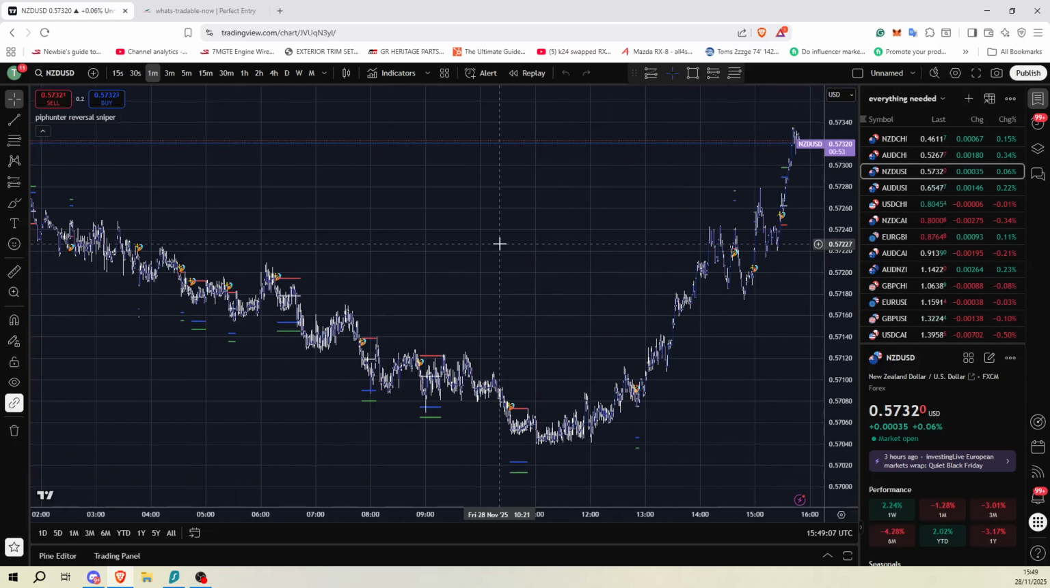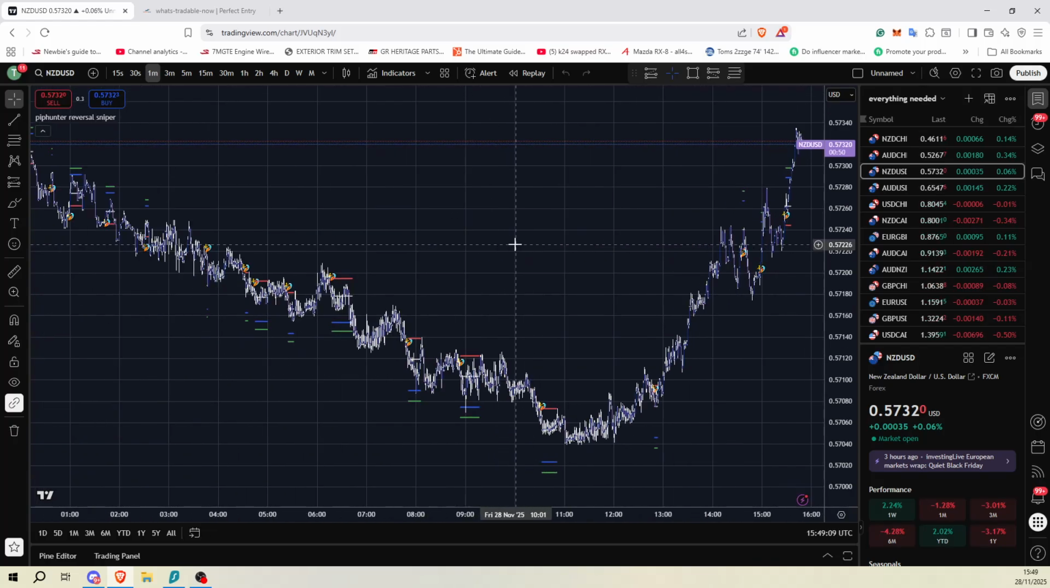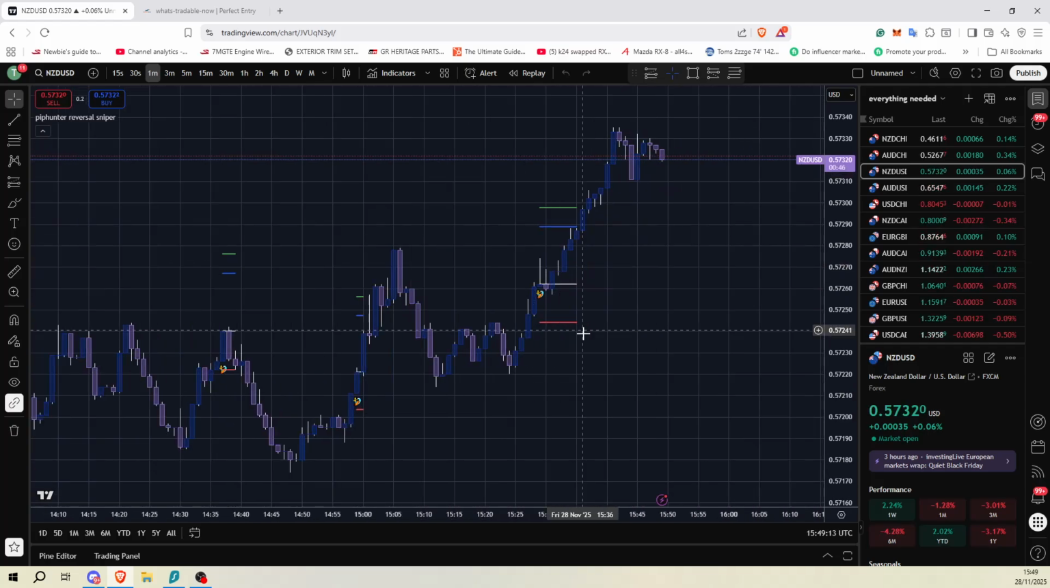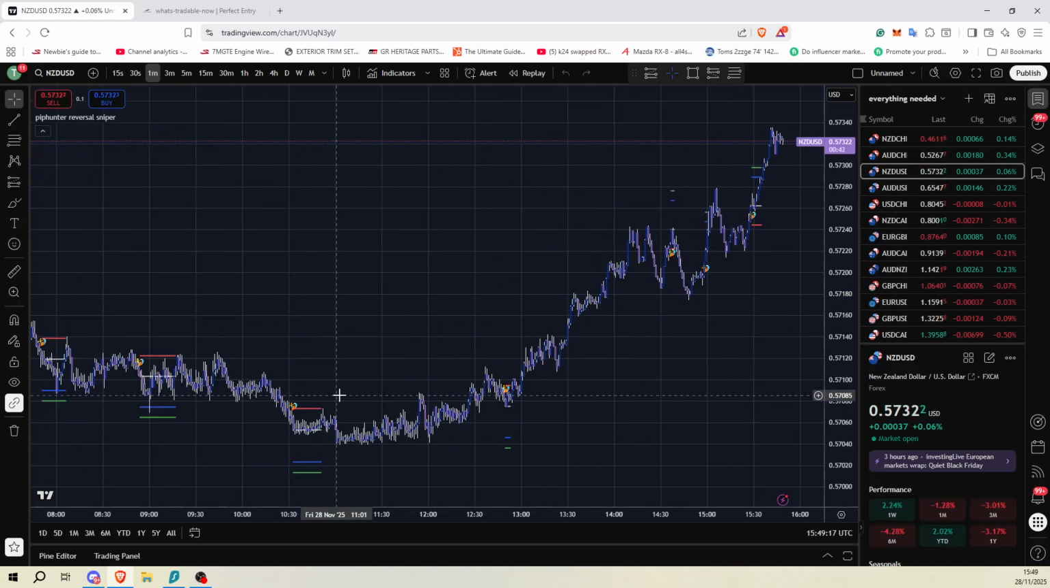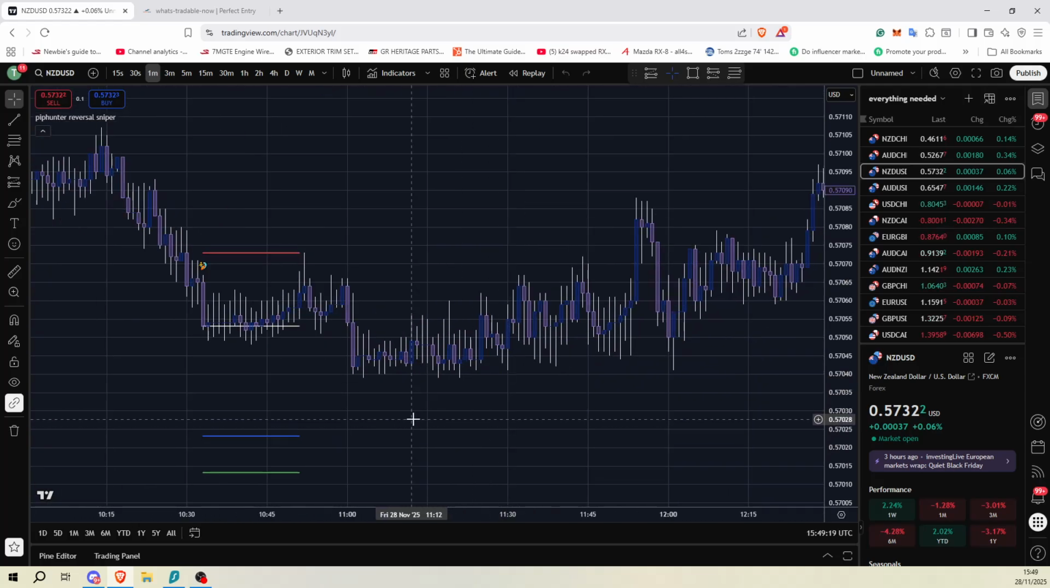How do you trade it? Now, first things first, for most beginners, we are recommending you're only looking for buying trades. What's a buying trade? Red at the bottom, green at the top. If you see a short, like this one here, this is red at the top, green at the bottom.